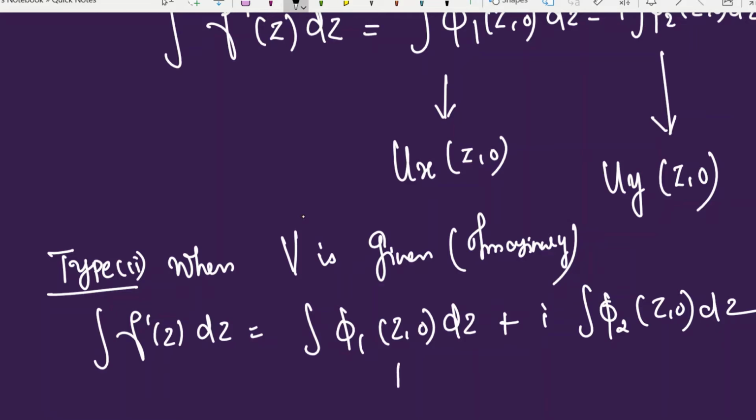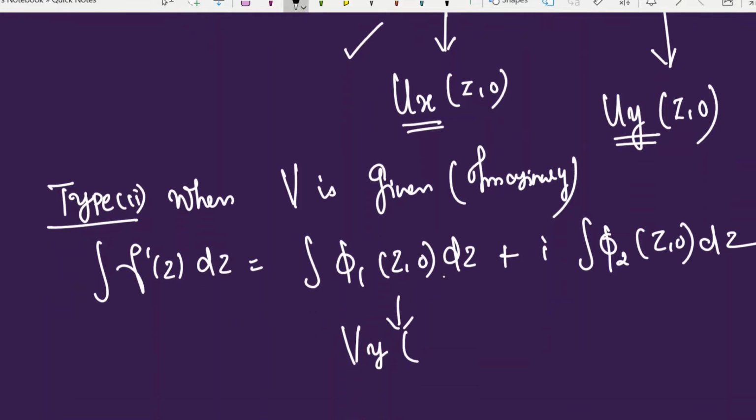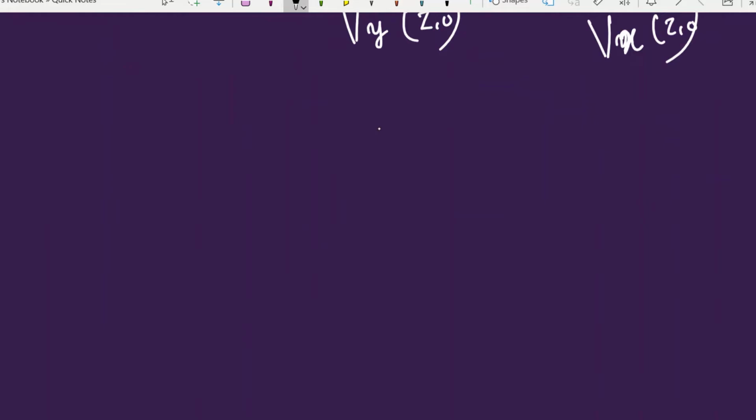But phi 1 in type 1, when the real part is given, you differentiate with respect to x first and then with respect to y. Whereas when the imaginary part is given, phi 1 is obtained by differentiating your v with respect to y and substituting the point z and 0. Phi 2 is the differentiation of v with respect to x at the point z comma 0. This is the process of the construction method of analytic function when real and imaginary parts are given.